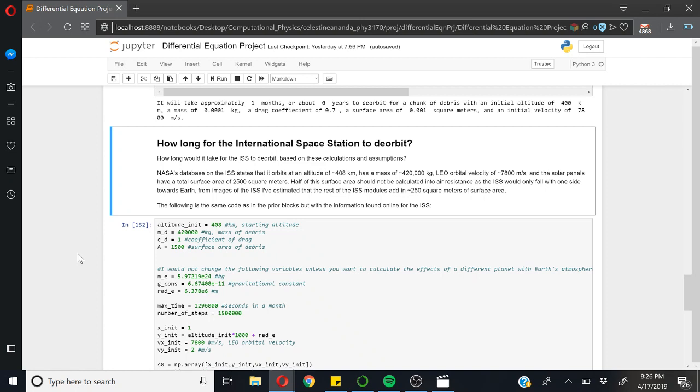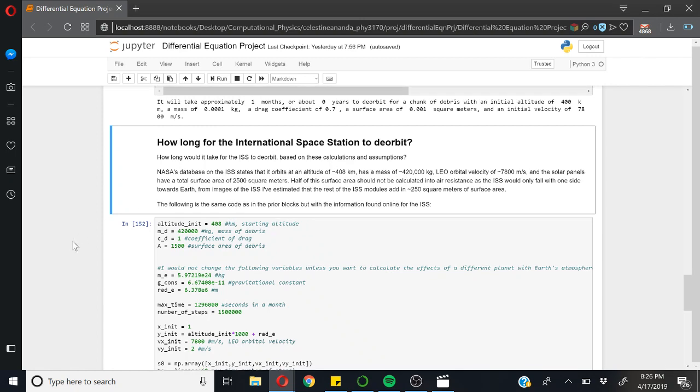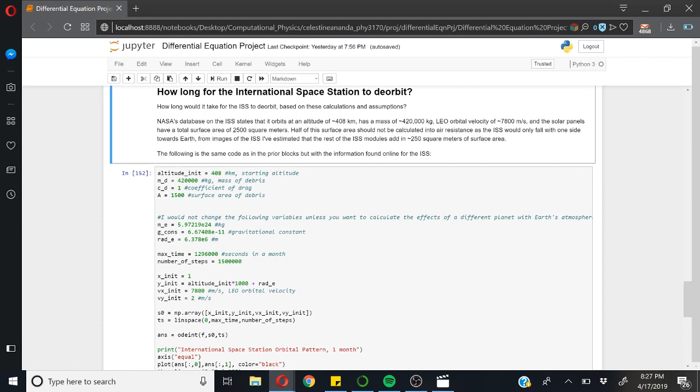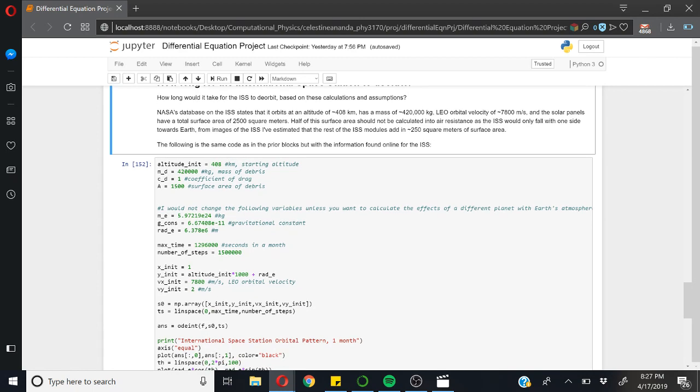So I found data for the ISS on NASA's database, which if you want to look into, I have here. And so we have the starting altitude, which as they say is the average altitude that it orbits at. It's average mass. Coefficient of drag here is kind of just a shot in the dark, but it's not very aerodynamic. So then the surface area I actually calculated with the solar panel surface area, and then estimated the ISS module surface area based on images. And it's pretty much almost all the solar panels.